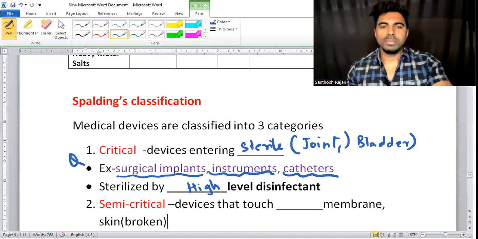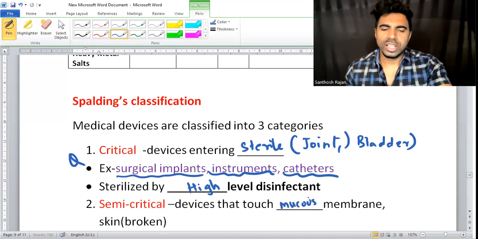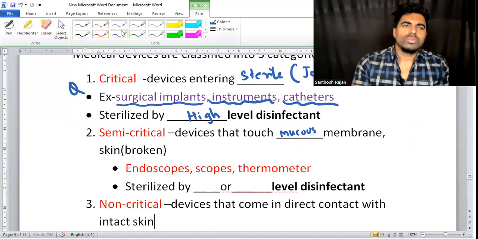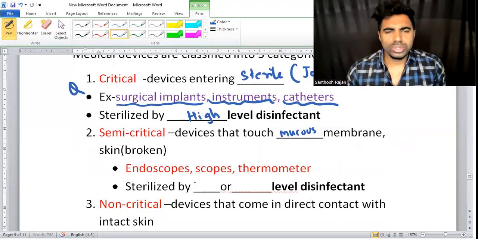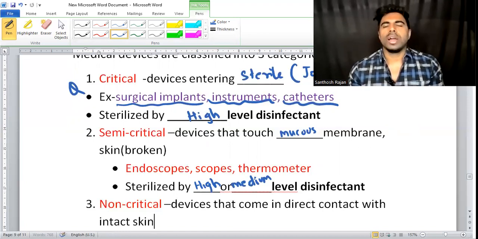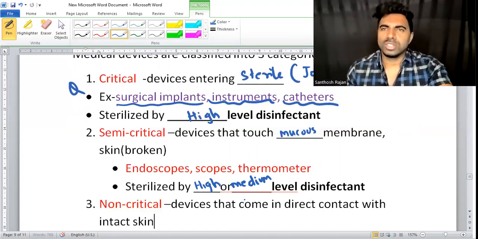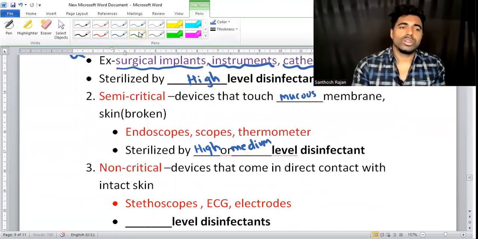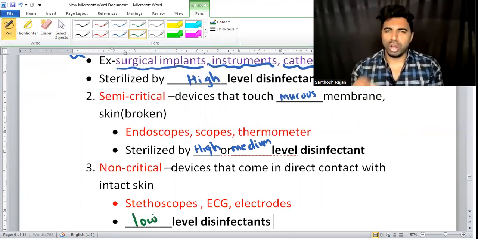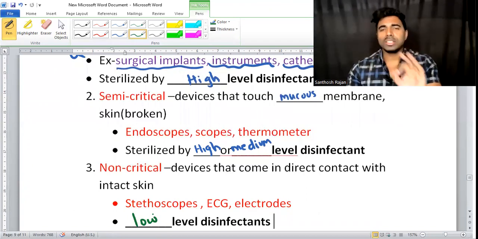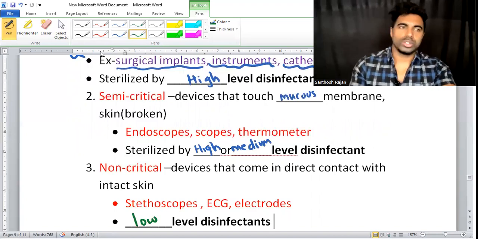Semi-critical means the device just touches the mucous membrane, for example your endoscopes, thermometer, etc., or broken skin. For this, you use high or medium level. Medium level is fine, no need to stress. What about non-critical? Non-critical means a device that touches your skin, for example your stethoscope or ECG electrodes. For those, low level is enough: you just clean with an alcohol swab and that's fine. You understand? So low level disinfectant. These are all our questions.